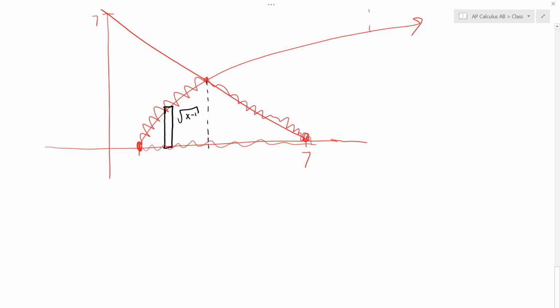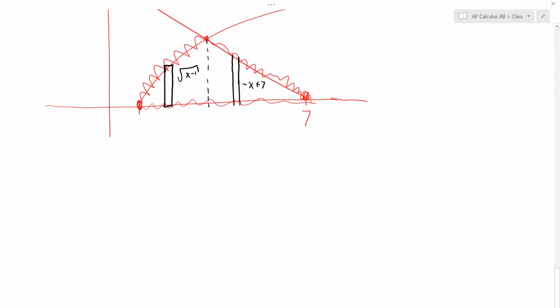Once I cross that place, the rectangle I want has to go to right there, right? But if I use root x minus 1, it's going to go all the way up to here. We'll be finding too much area. I don't want it to go that high. The height of that rectangle is negative x plus 7. And again, technically it's minus 0 on both of these. If these had a bottom that wasn't 0, we'd have to subtract that off. Make sense?